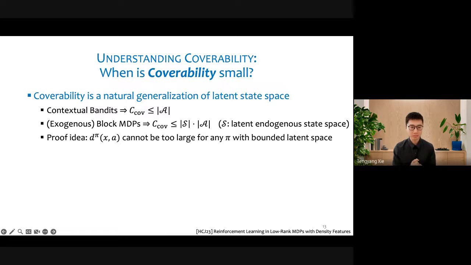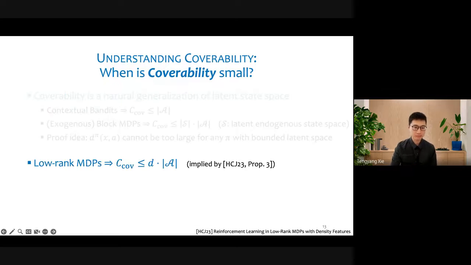And the idea behind that is, if we have a bounded latent space, then the density of every state and action cannot be too large. Therefore, we can bound C cover of that.